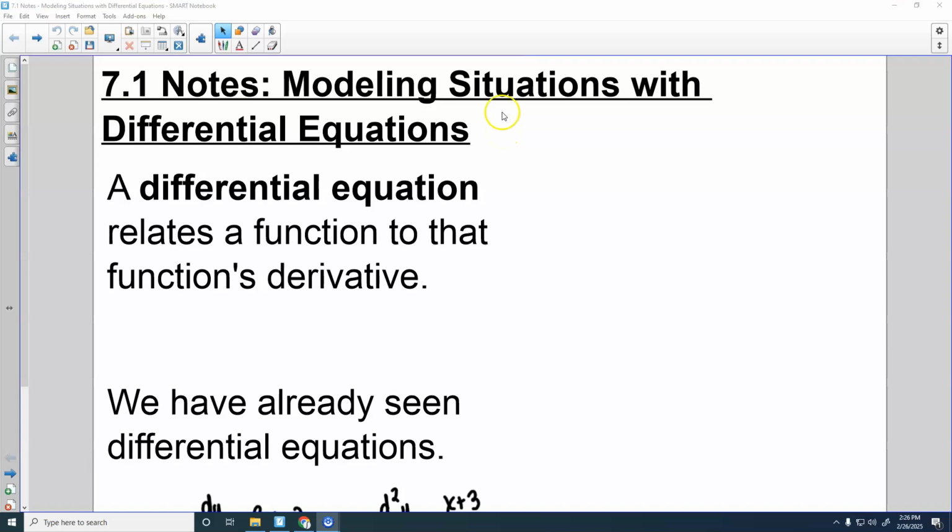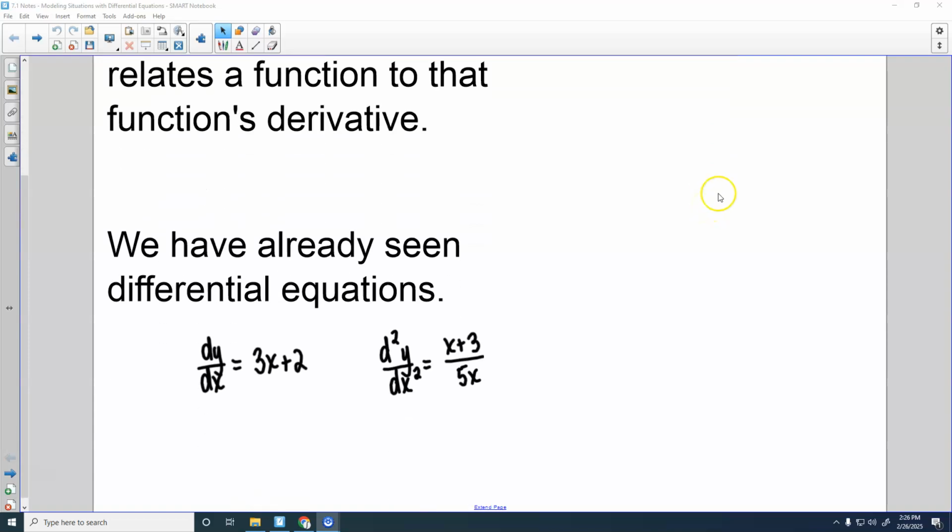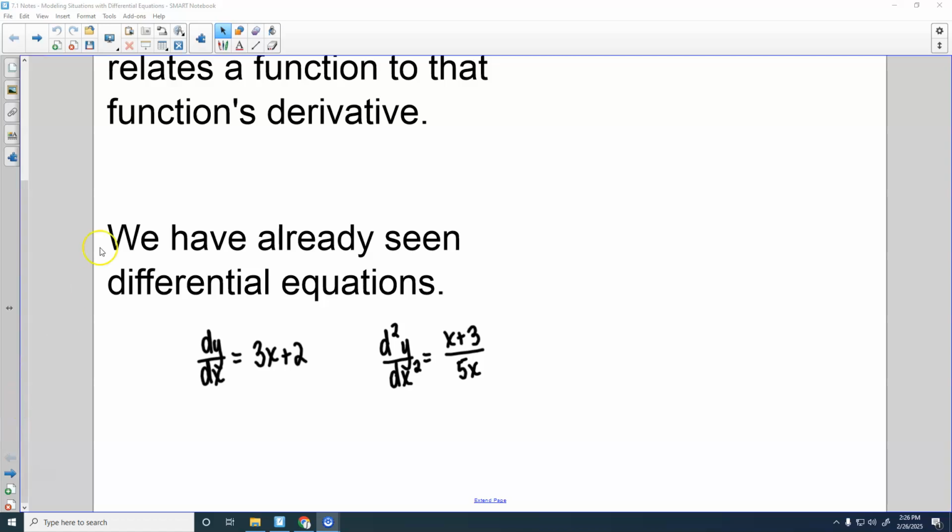Different neat examples of things that you can do with them. A differential equation relates a function to that function's derivative. So we have already technically seen some differential equations. For example, dy over dx equals 3x plus 2 is a differential equation. The second derivative, written this way, is a differential equation.